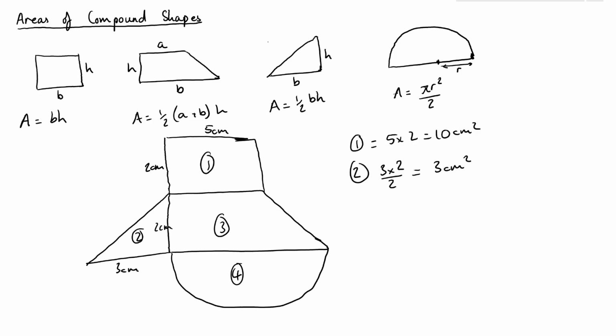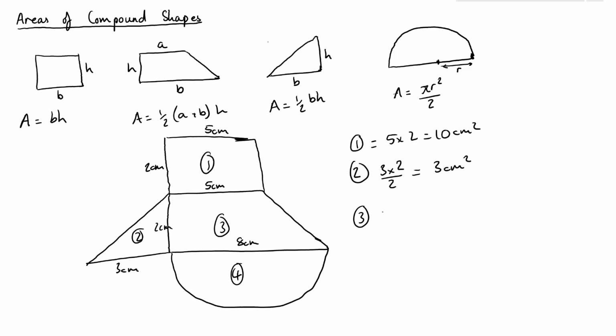Then from 3, what we already know is that this side here is 5 centimeters because of 1. And we know the height already because of this right angle triangle. And this base is going to have to be bigger than 5. So let's say that this base happened to be 8 centimeters. Then shape 3 is a trapezium.